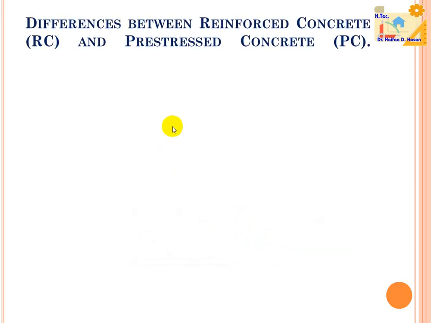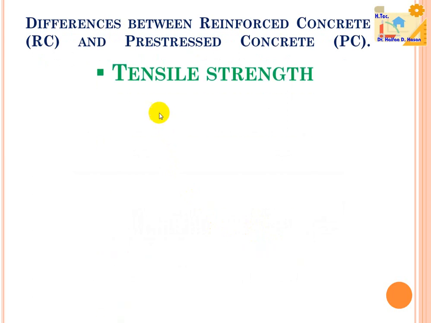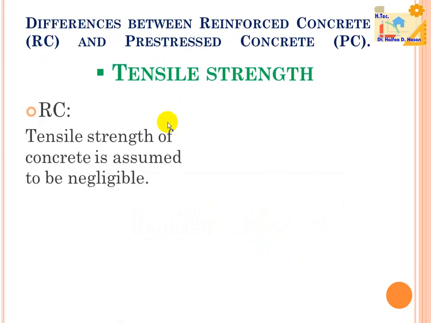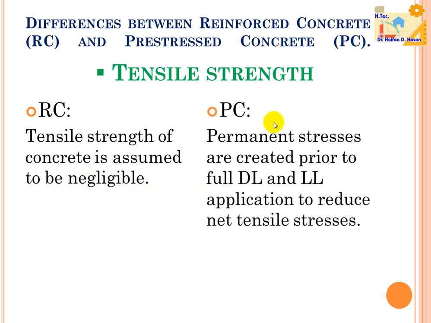Differences between pre-stressed concrete member and reinforced concrete member. In tensile strength: in reinforced concrete, the tensile strength of concrete is assumed to be negligible. In a pre-stressed concrete member, permanent stresses are created prior to full dead load and live load. This leads to reduced net tensile stresses.